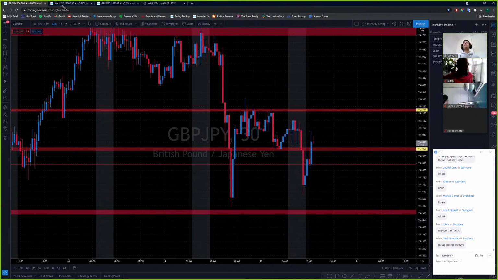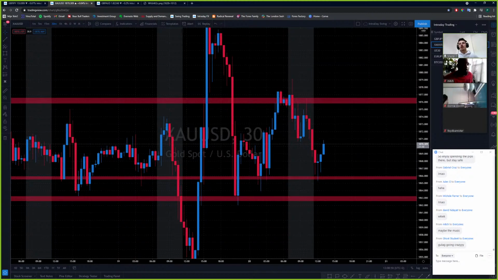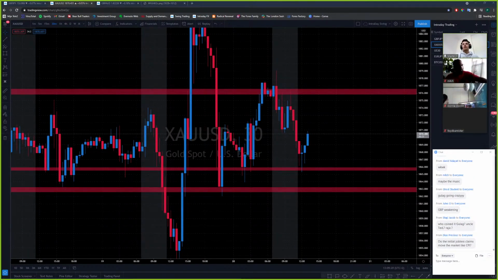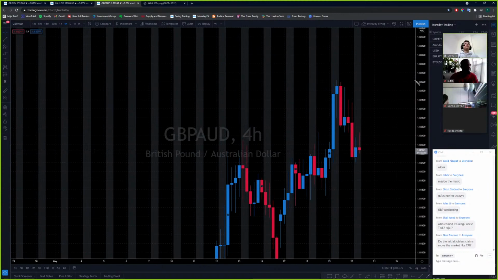In the meantime, pound yen is still in the range. Gold is still not doing much. So pound AUD.